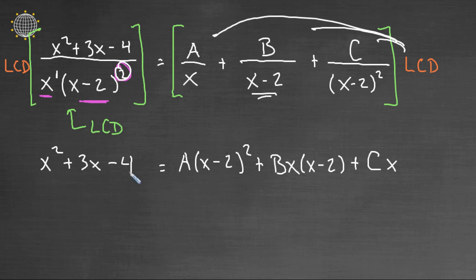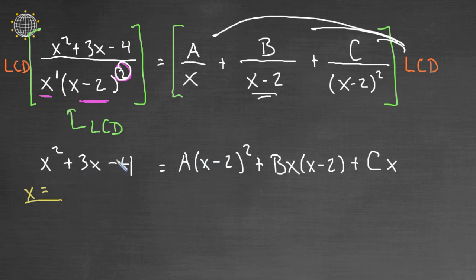From here, what we're going to do is we're going to use a shortcut to figure out the a, the b, and the c. And the shortcut goes like this. All right, because this is an identity and this is always the same thing as this, then you can choose any x of your liking, right?